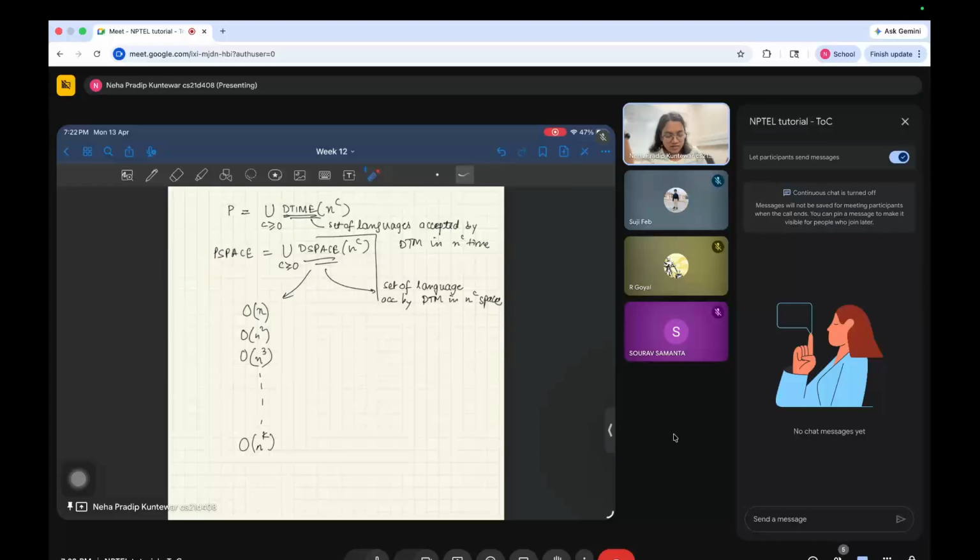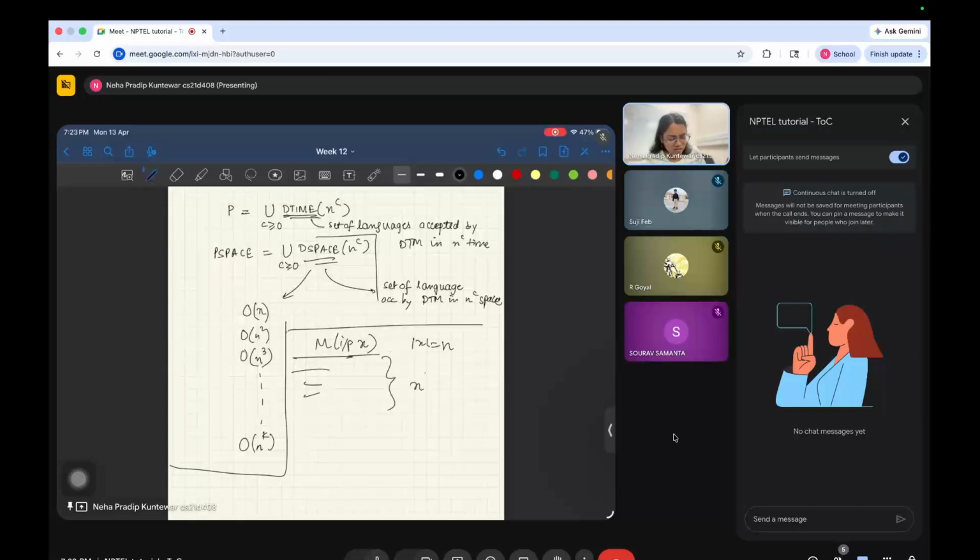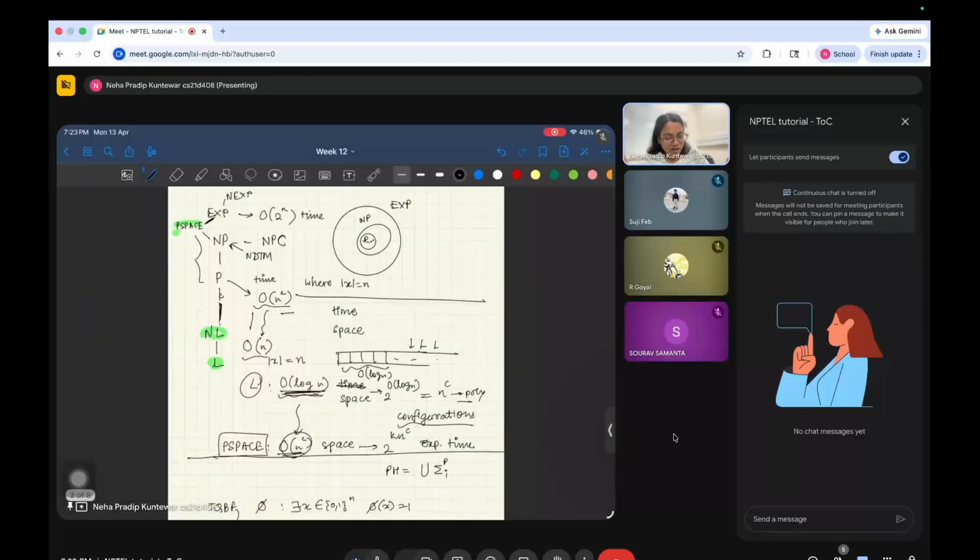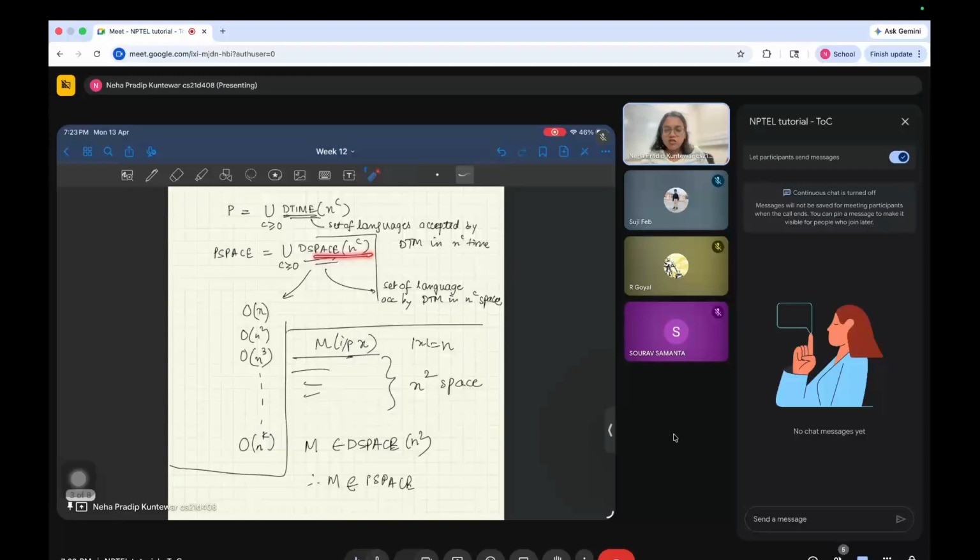So when someone says, for example, that there's a machine M, and I'm not even describing what the machine does, but if this machine runs in n square space, then this machine M is in DSPACE of n square, and therefore by definition of PSPACE it is contained in the union, because in particular it is in DSPACE of n square. So therefore you will now say that M is in the class PSPACE, but you don't have classes called DSPACE of n square or something. You'll have to name it something, because at the moment it's just a notation.